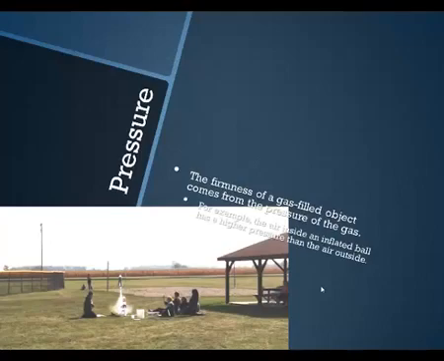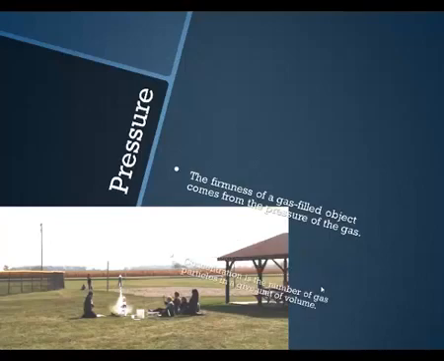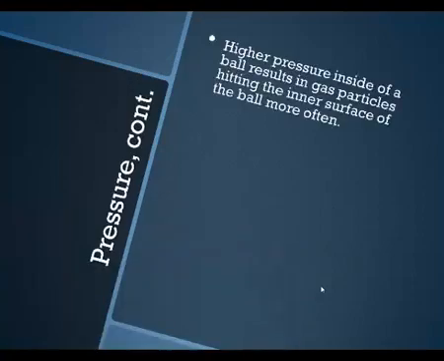Another example is the air inside of an inflated ball. The pressure inside of the ball is greater than the pressure outside of the ball, therefore it retains its shape and it becomes fairly hard. This higher pressure is due to the greater concentration of gas particles inside the ball than in the surrounding air. And concentration is the number of gas particles in a given unit of volume. Higher pressure inside of a ball results in gas particles hitting the inner surface of the ball more often. This causes the ball to stay inflated.